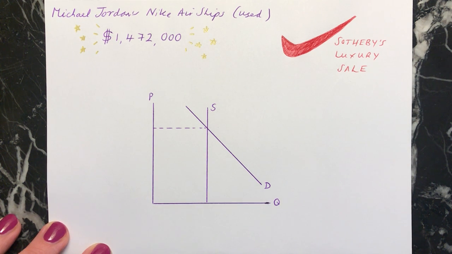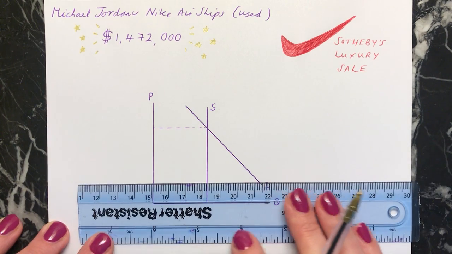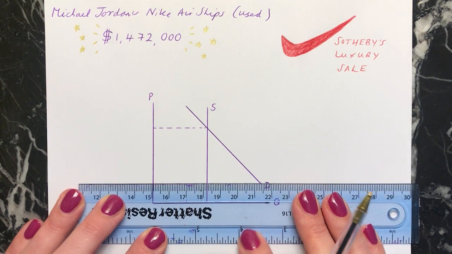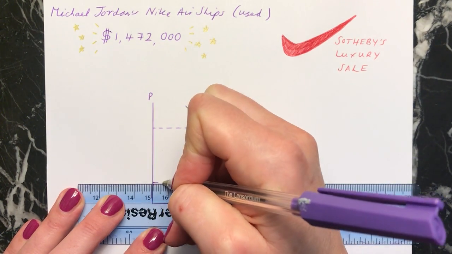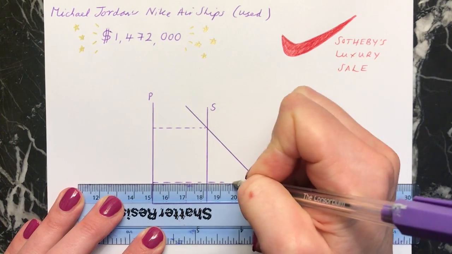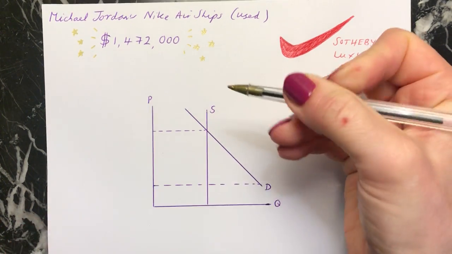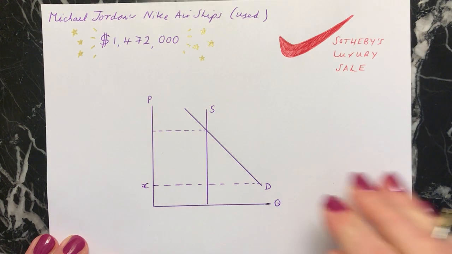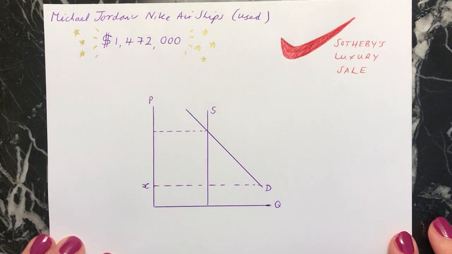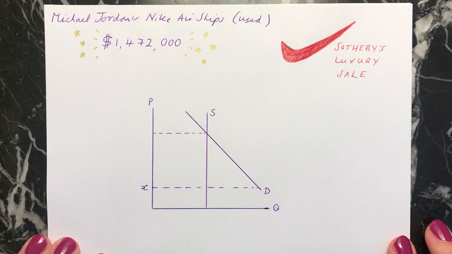So when the auction began, they will have started at quite a low price. So let's say this price down here, and we'll call this price X. They started off the auction at this price and they said, who would be willing to pay this much?